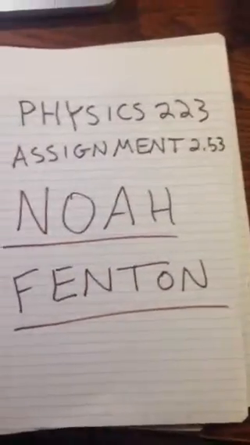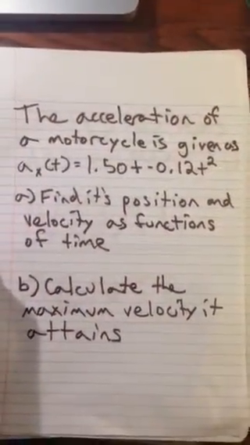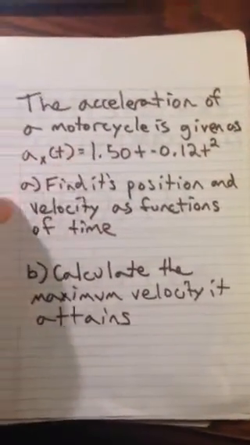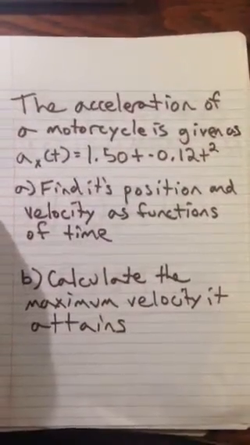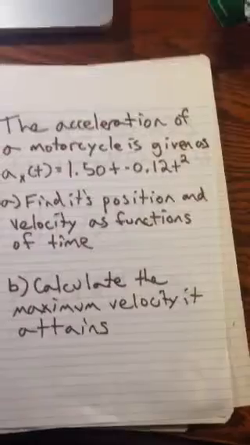I chose to do problem 2.53 from the book. The book tells us the acceleration of a particular motorcycle is given as a function of time here, 1.5t minus 0.12t squared. We have to find its position and velocity as functions of time, and then calculate the maximum velocity it attains.